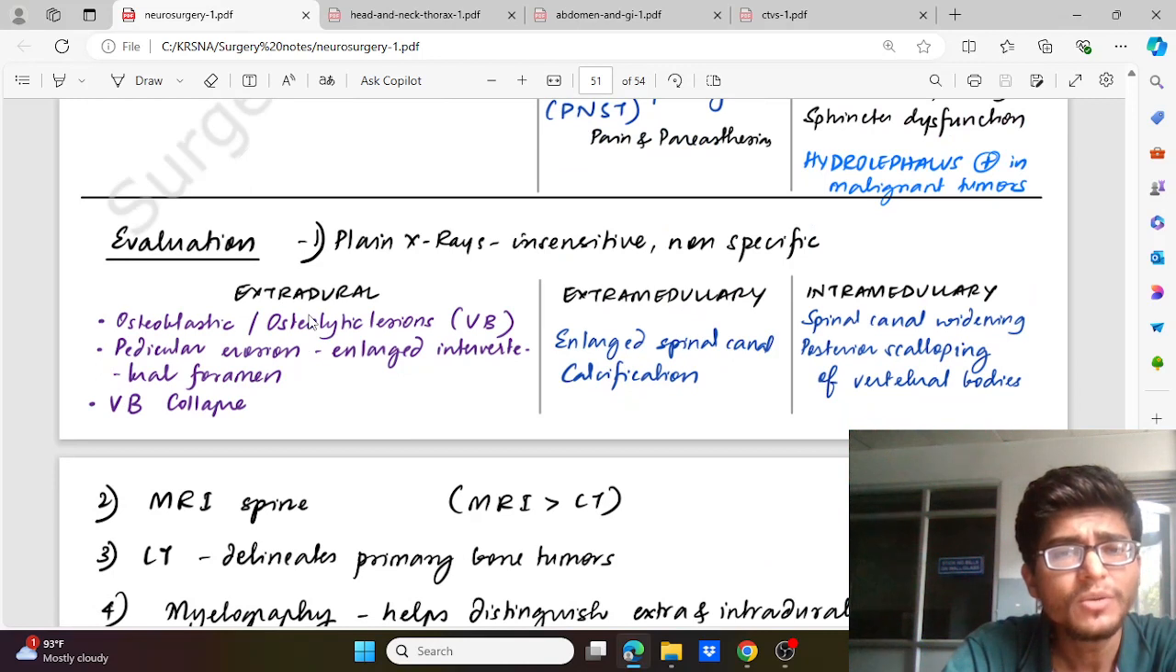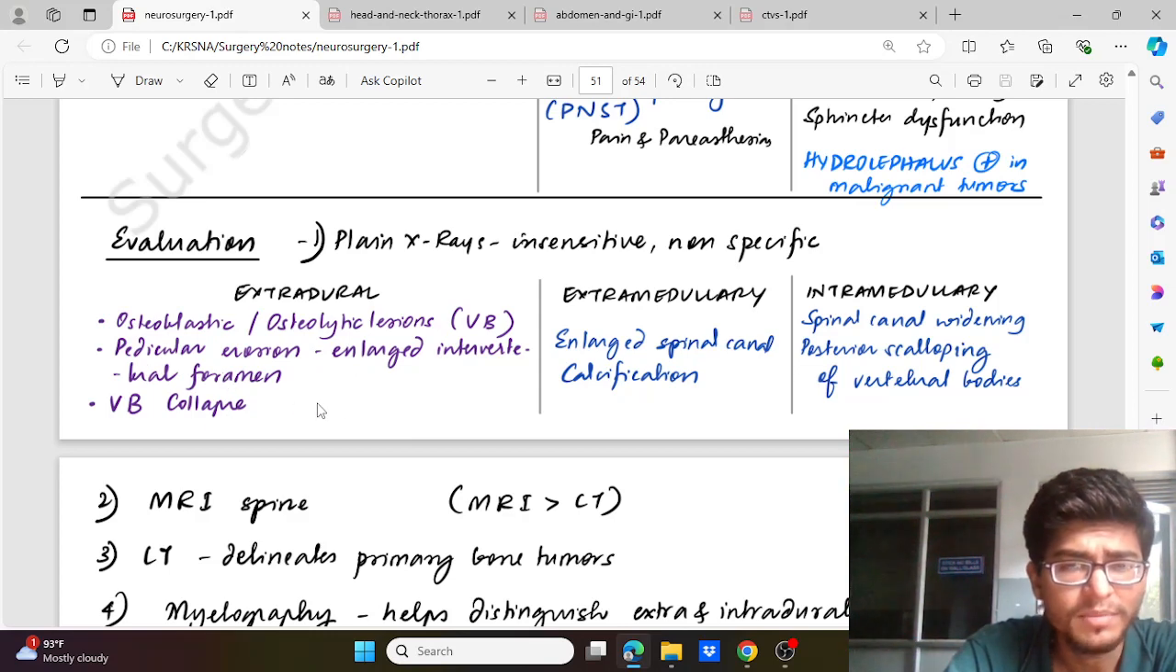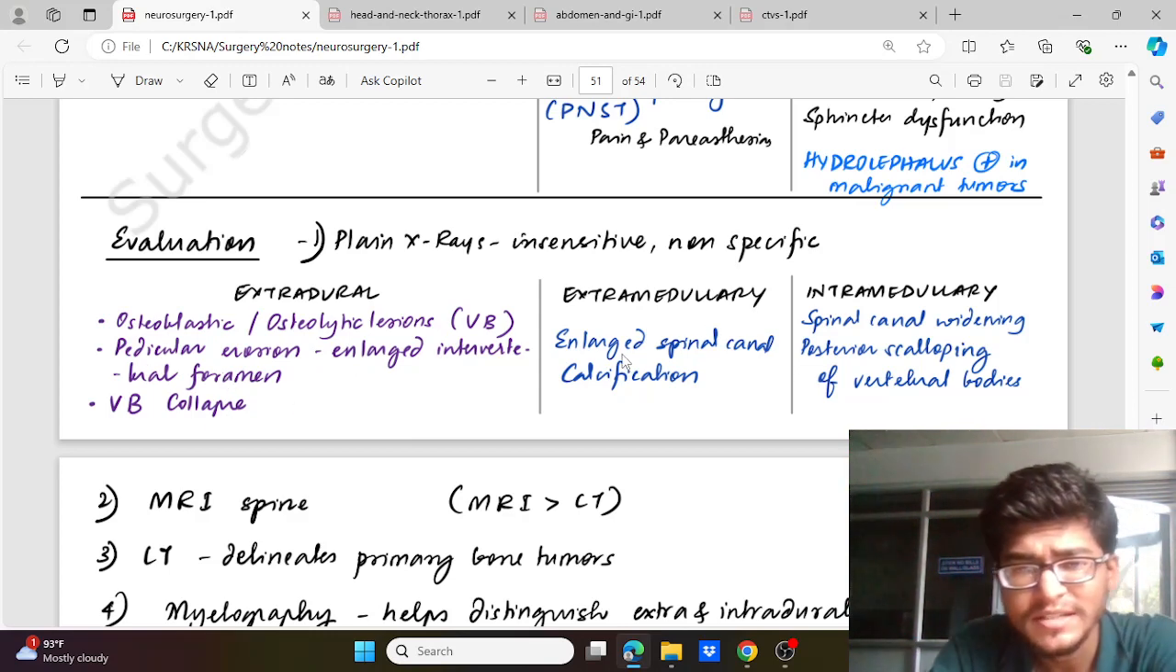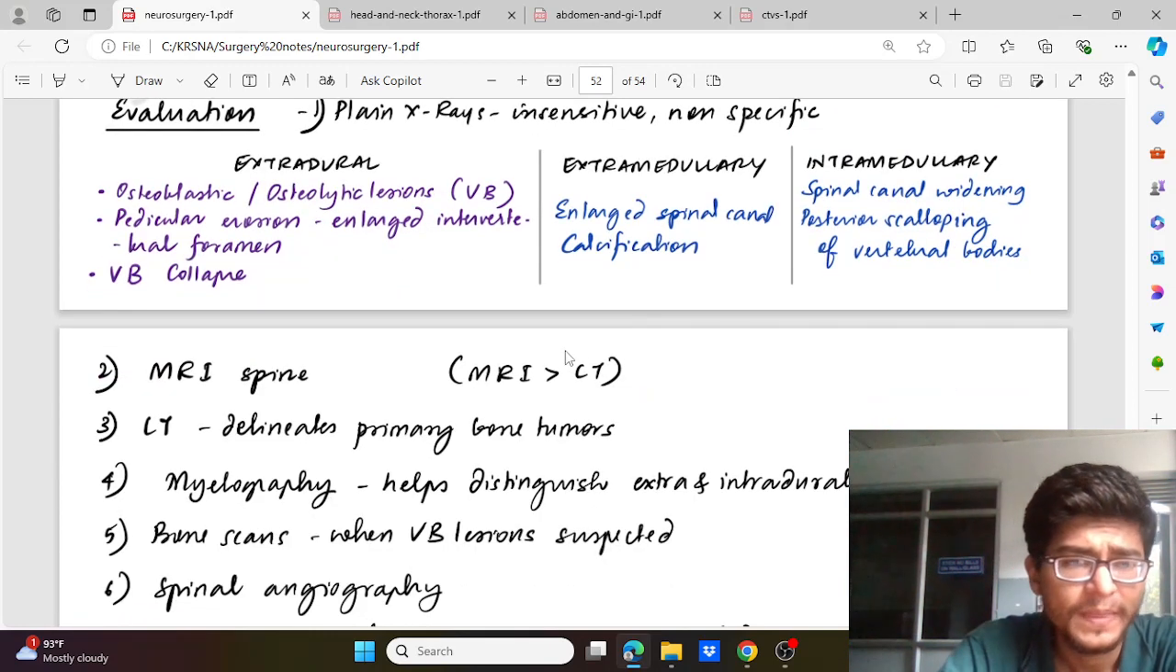For evaluation, we go initially for plain X-rays, which are insensitive and non-specific, but generally are done initially. In extradural, we'll see osteoblastic or osteolytic lesion in the vertebral bodies. We can see pedicular erosion, enlarged intervertebral foramen, and vertebral collapse. In the extramedullary, we can see the enlarged spinal canal with calcification. In the intramedullary, we can see the spinal canal widening, posterior scalloping of the vertebral bodies.